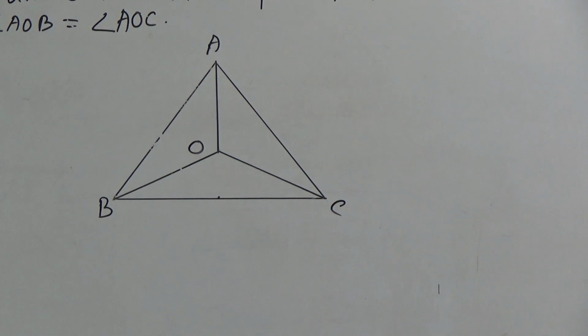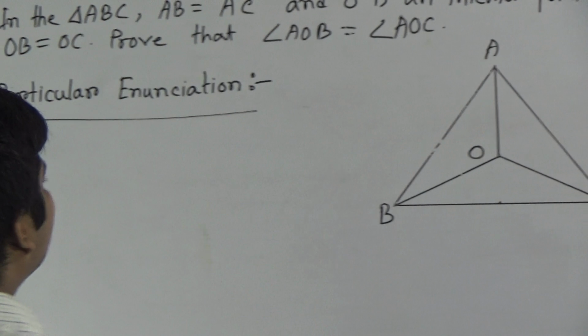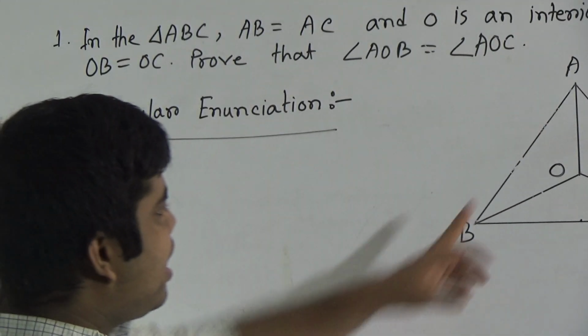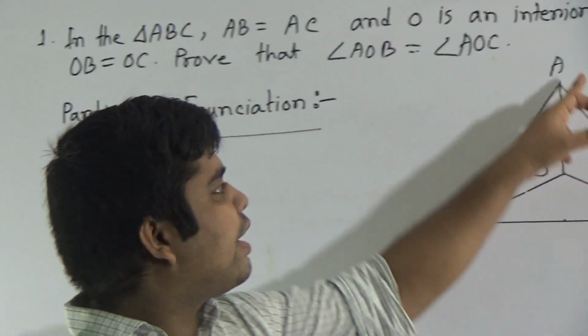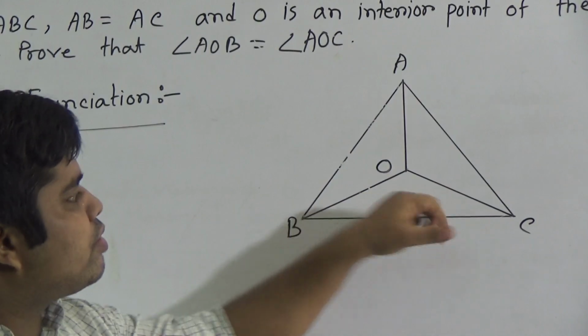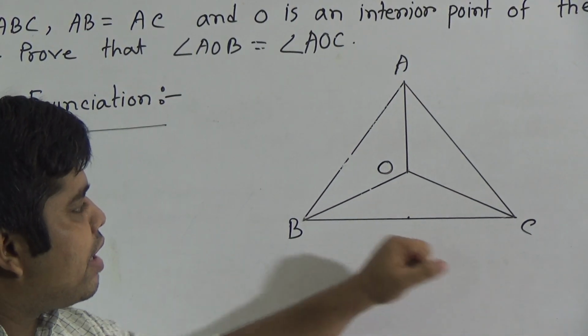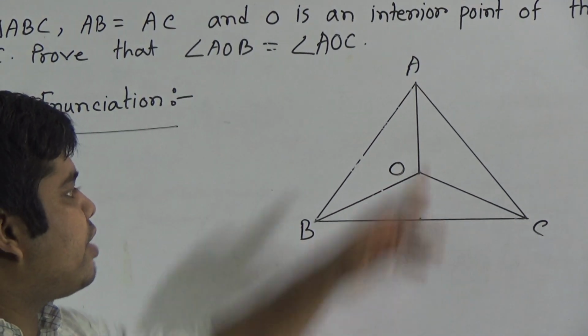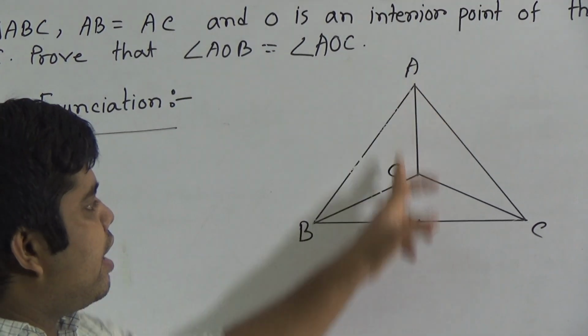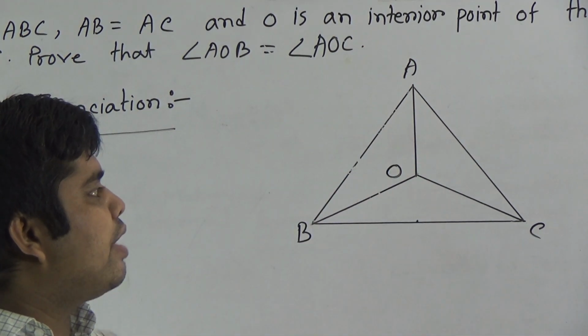Now my dear students, at first we write particular enunciation. That means all the things that are given. Okay, now write AB equal to AC in the triangle ABC and OB equal to OC, as O is the interior point of ABC. It is required to prove that angle AOB equal to angle AOC.